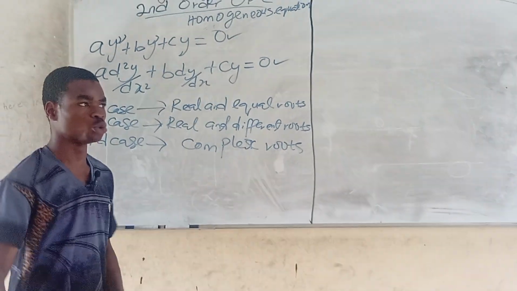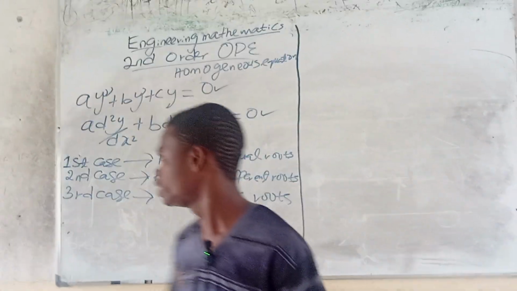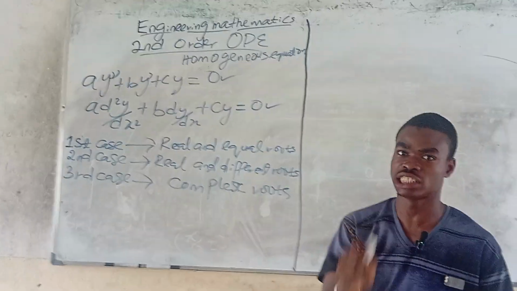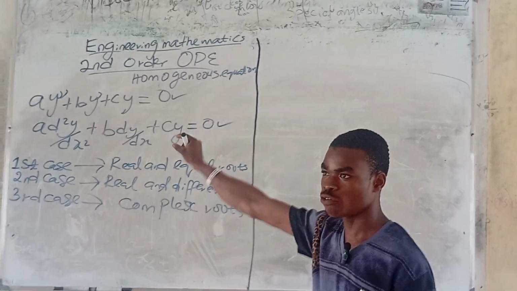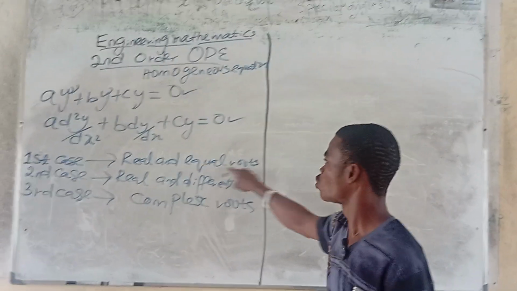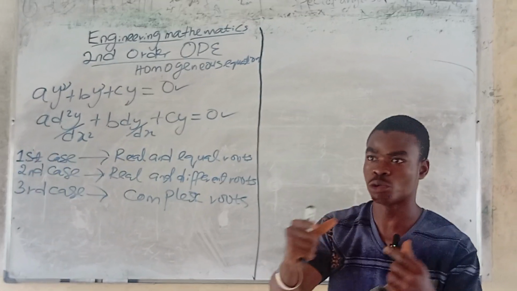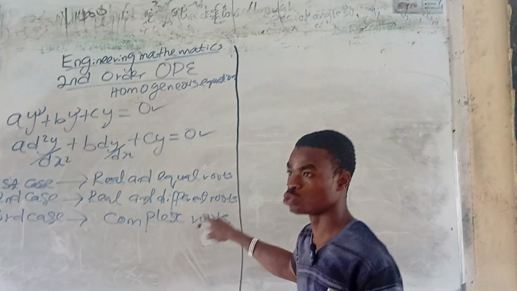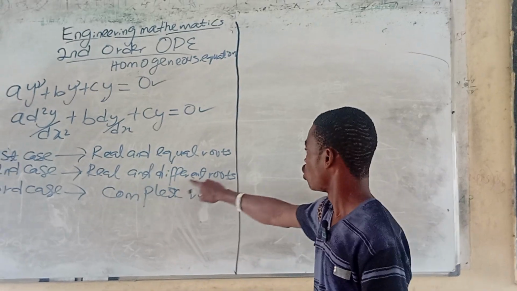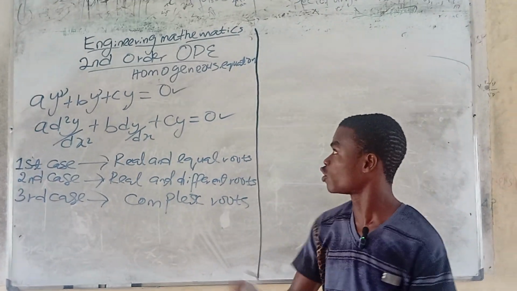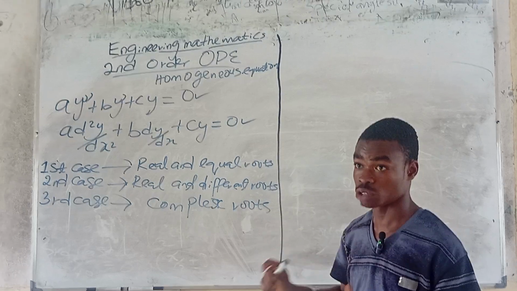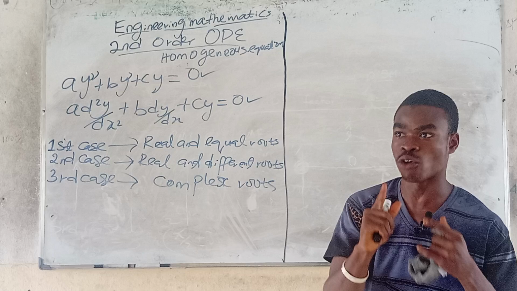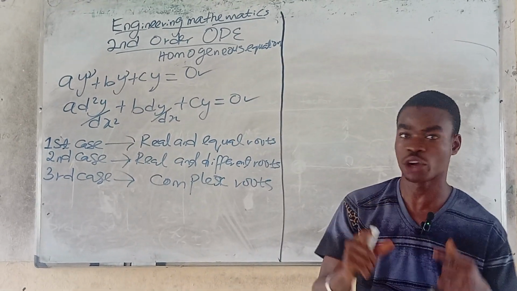Now, these are the three forms in which the homogeneous equation can be expressed, depending on what you get. You might solve the homogeneous equation and get equal root. There is a form for equal root. You might solve a homogeneous equation and get different root. There is also an expression for real and different root. You might solve a homogeneous equation and get complex root. It also has its own form. So you need to know which one you are doing.